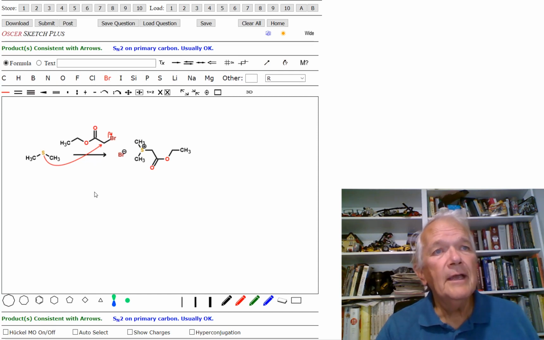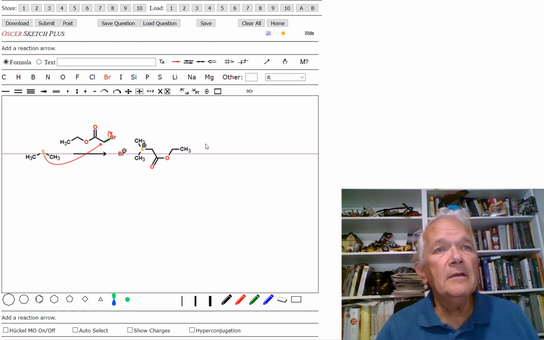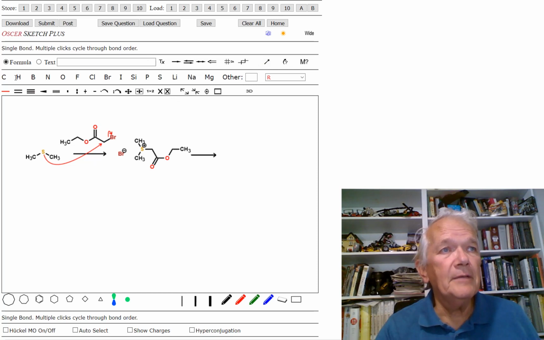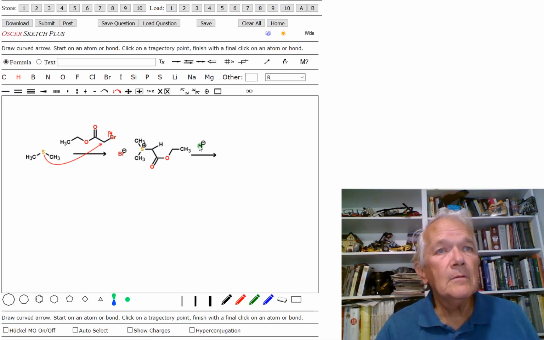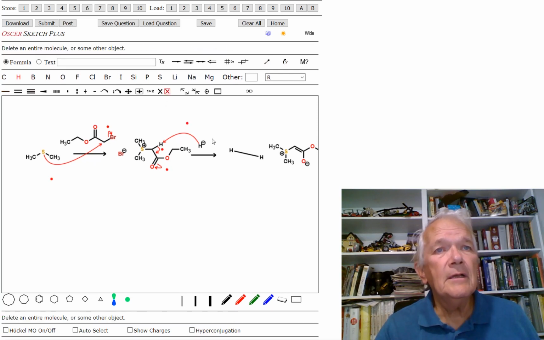Here's the product, and again this can be deprotonated. Let me use the hydride again. Here's the hydride. Hydride is nice just because it's good and clean, and we need to put it in there. So, click there, and of course this is going to form an enolate because it's next to that carbonyl, and we get this stabilized.